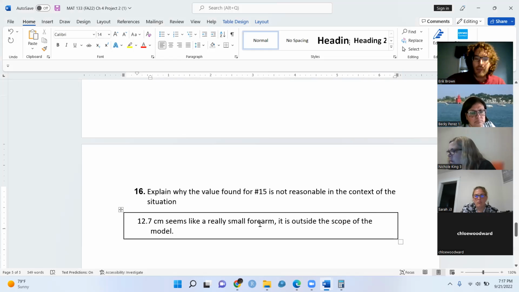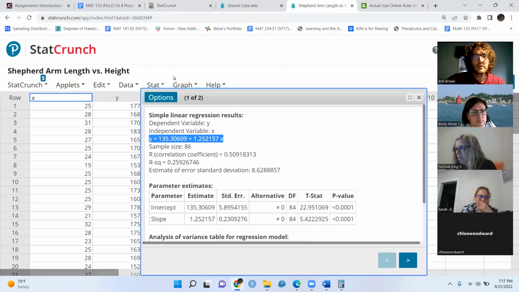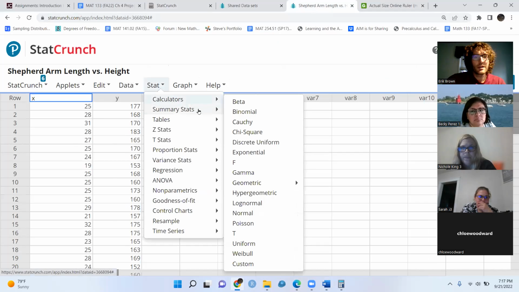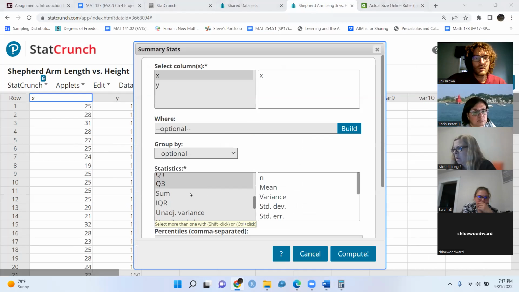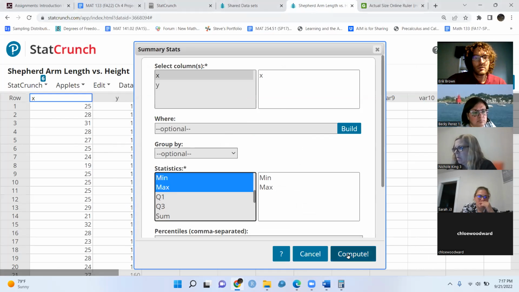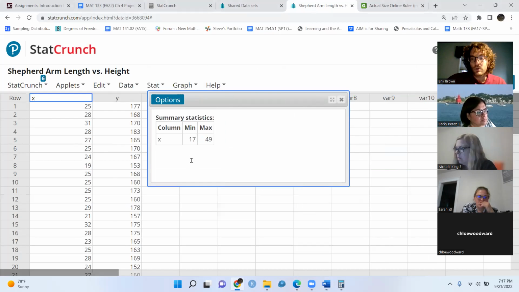And we can check that by going back to our data set and seeing what the minimum forearm length is. So I'm going to go back to our chapter 3 and do summary stats, columns. I'm going to pick my X and I just want to know the minimum and maximum in our data set. And yes, the smallest forearm that someone reported was 17 centimeters. And we just plugged in a 12.7 centimeter length, which is below any of the known data values, which makes it not a very good prediction.